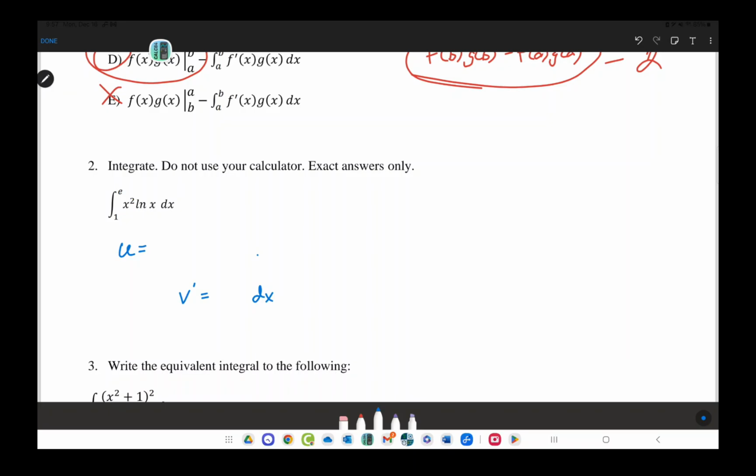You can choose which function you want to be u and which function you want to be v prime. The question is, which one is easier to find the antiderivative for? x squared. So you want v prime to be x squared. That means v would be the antiderivative of this, so that would be 1/3 x to the third.